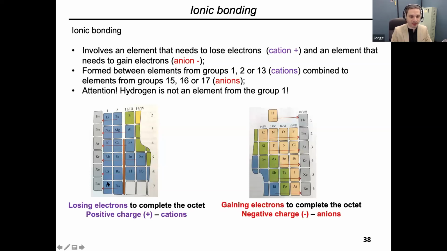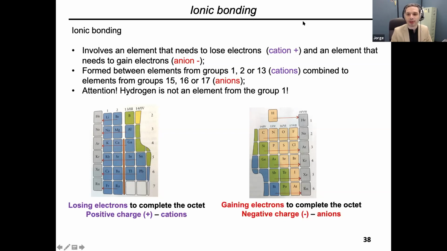All right, and again here, losing electrons to complete the octet means positive charge. Once you have an element with positive charge, you will label this element as cation. And gaining electrons to complete the octet means negative charge. And therefore, every time you have a negative charge, this element now is labeled anion.